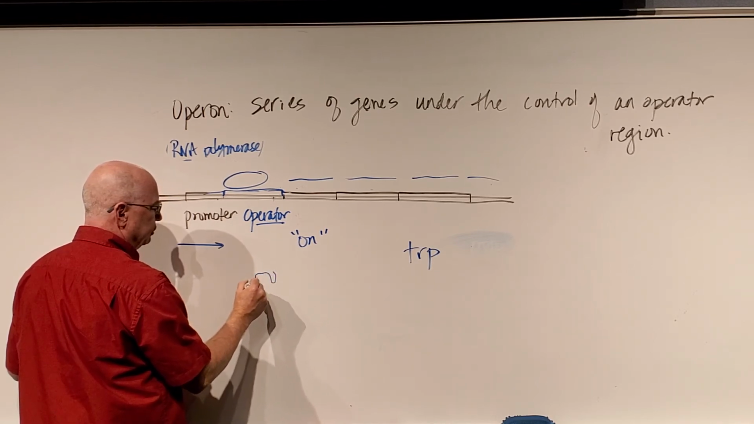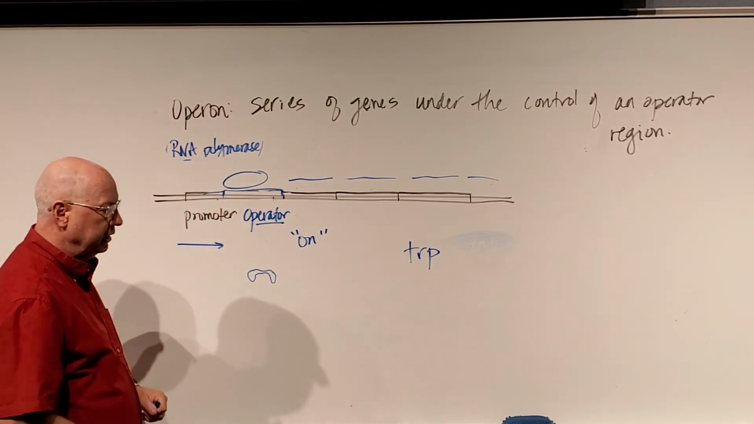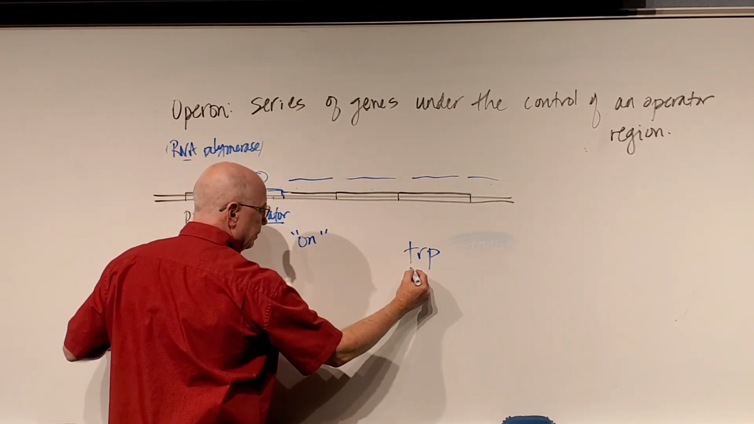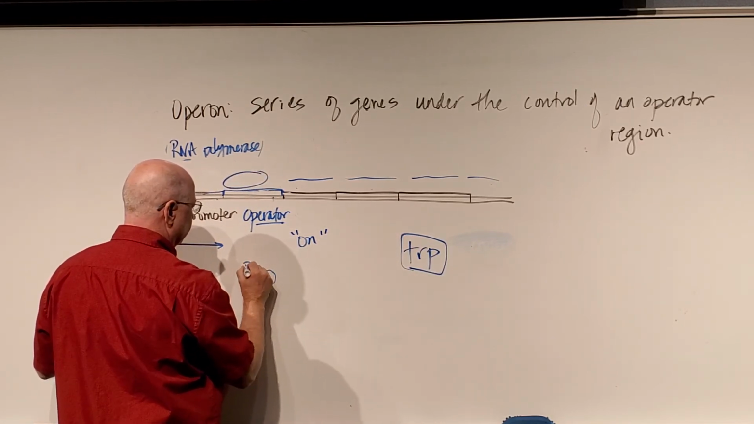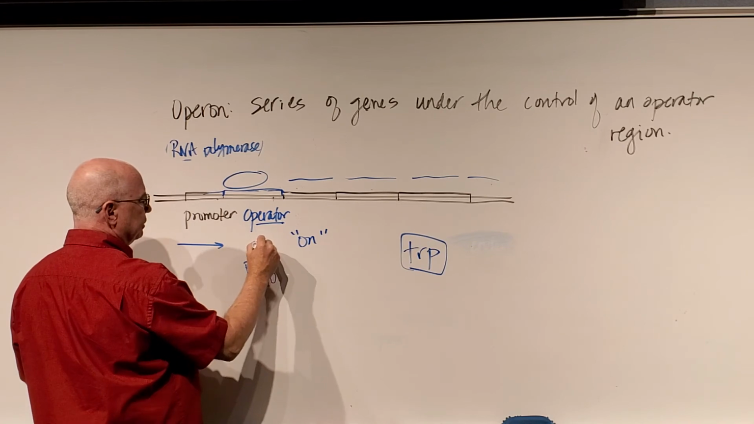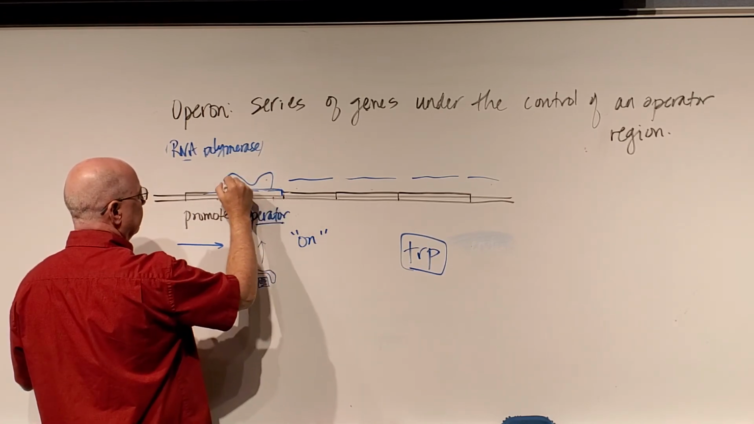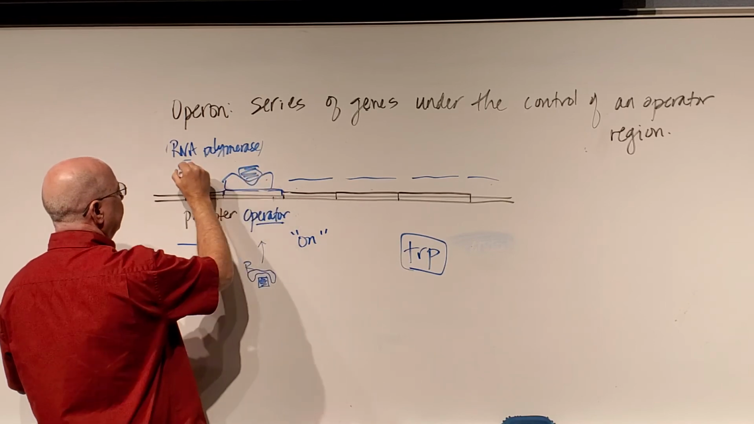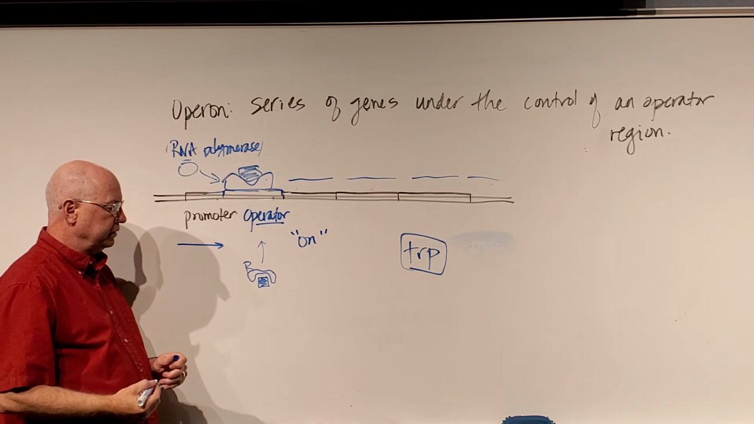And the repressor has a certain shape that does not allow it to bind to the operator. But when tryptophan comes and binds to the repressor protein, then this little complex can go bind to the operator region and prevent RNA polymerase from transcribing the genes.